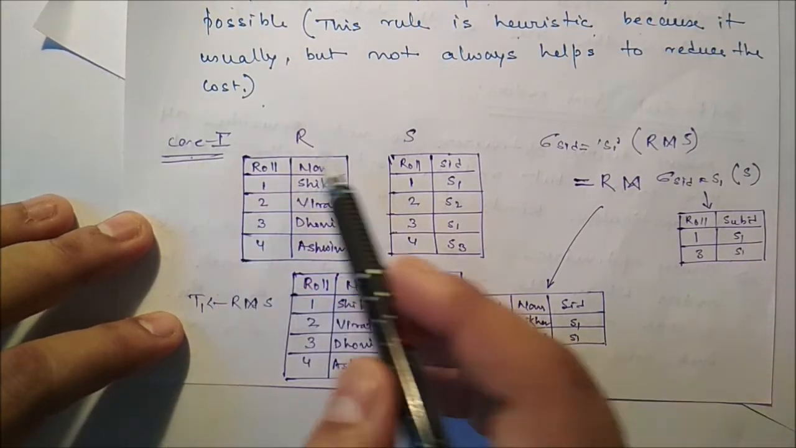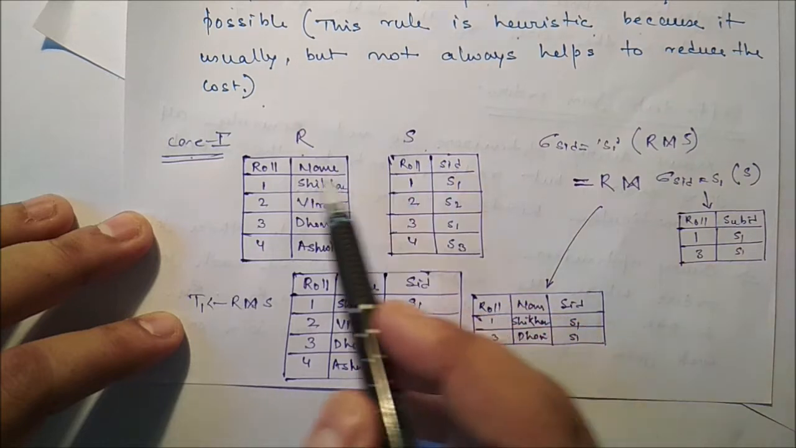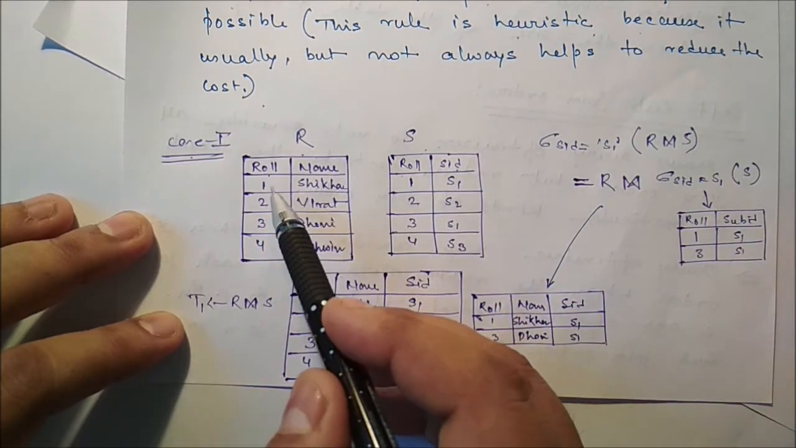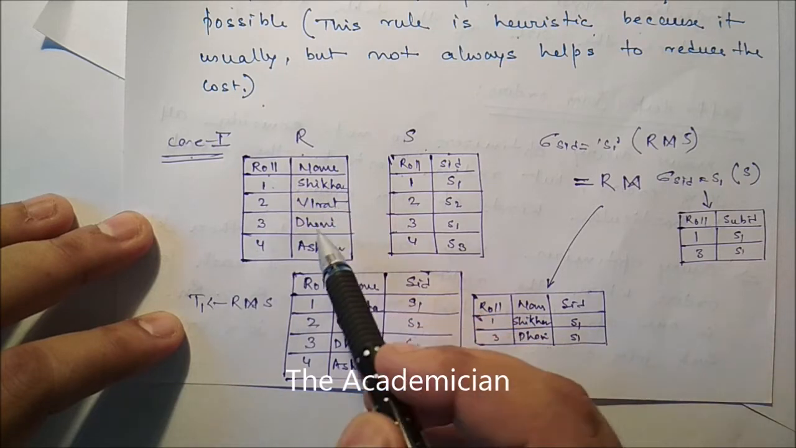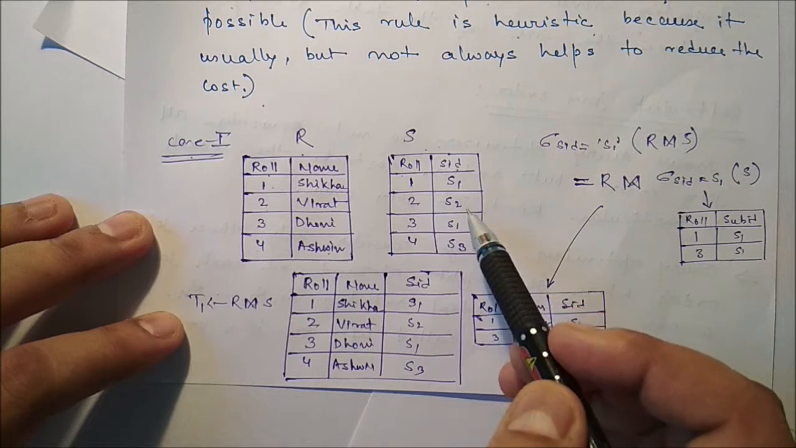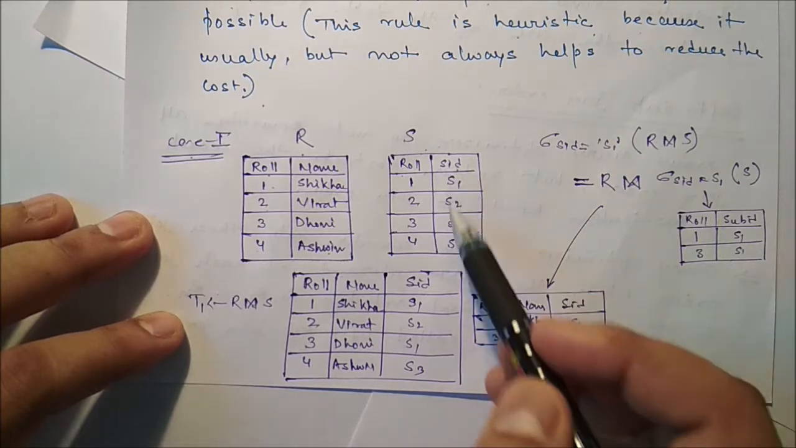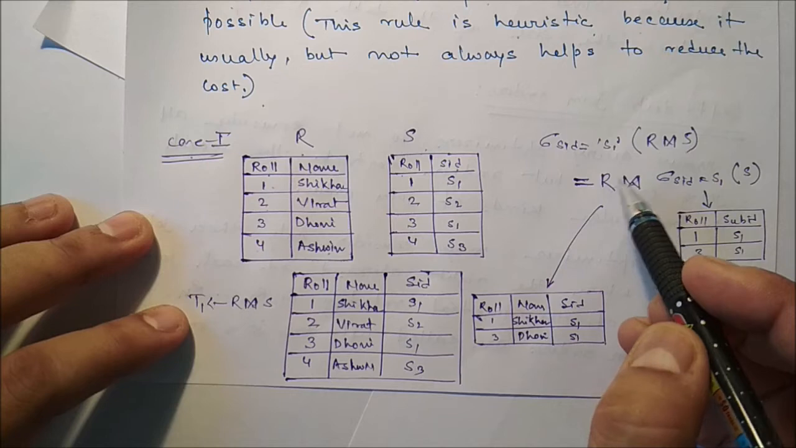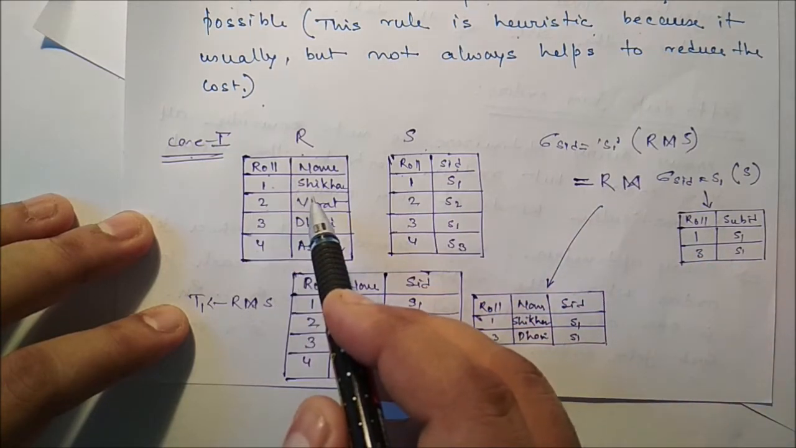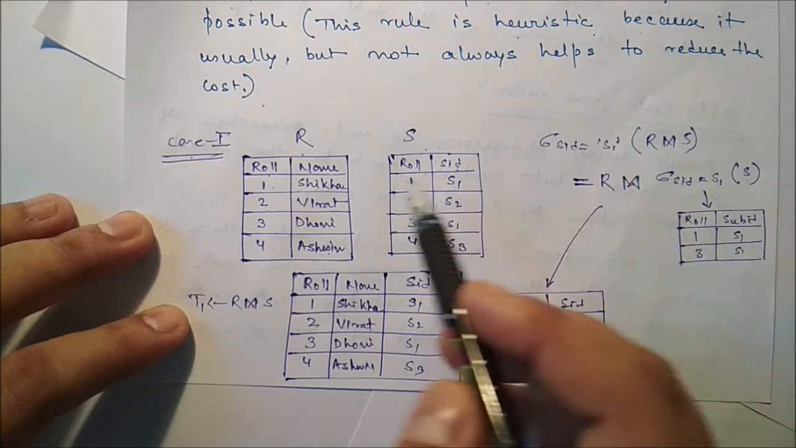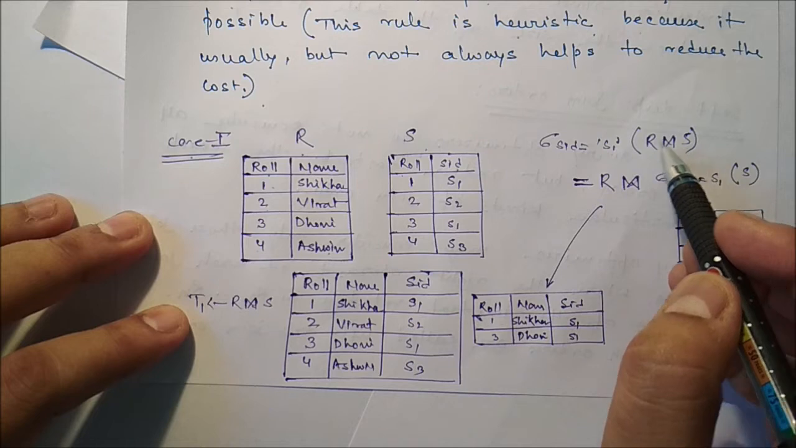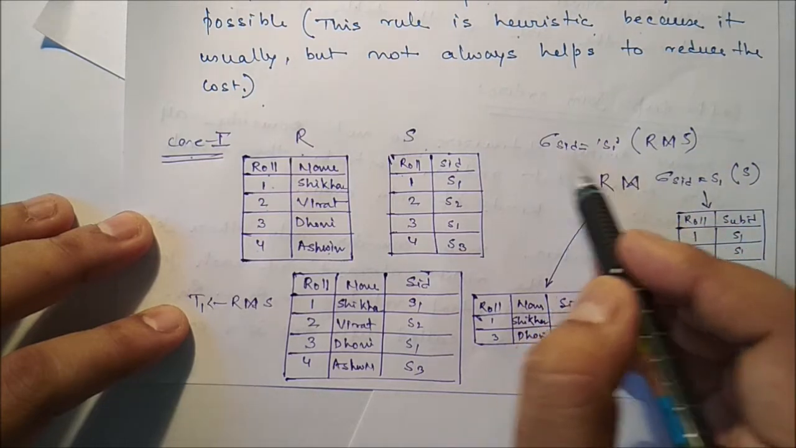Say, first case: two tables are there, R and S. In R, roll number and name are there; in S, roll number and subject ID are there. So roll numbers 1, 2, 3, 4: Shikhar, Virat, Dhoni and Ashwin. Here roll numbers 1, 2, 3, 4 with subject IDs S1, S2, S1, S3. Now we need to know the roll number and name of the students who have enrolled in subject S1. So definitely we have to merge these two tables. So we have to apply the join condition, and after that we need the selection condition.